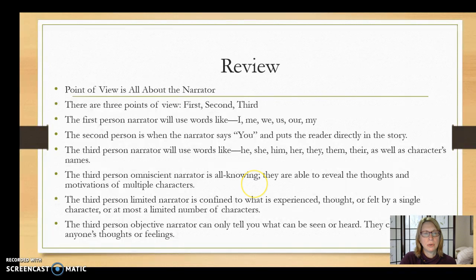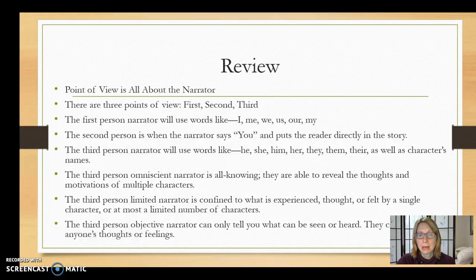So here's our review. The point of view is all about the narrator. There's 3 types, first, second, and third. First person uses words like I and me. Second person uses words like you. The third person uses words like he, she, or him.